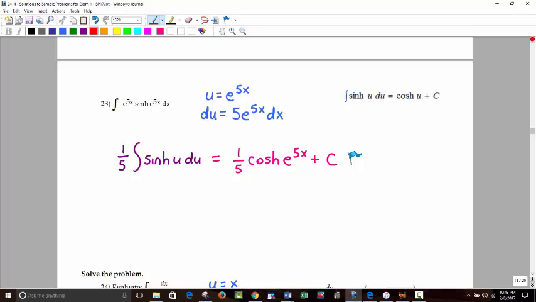Alright, I don't think this one would be too bad. The u kind of has to be the e to the 5x here, because the derivative of that's going to be 5e to the 5x. So therefore I divide both sides by 5, so that brings a fifth out in front. And then the antiderivative of 1/5 sinh of u will be 1/5 cosh. So it's 1/5 cosh of e to the 5x plus c.